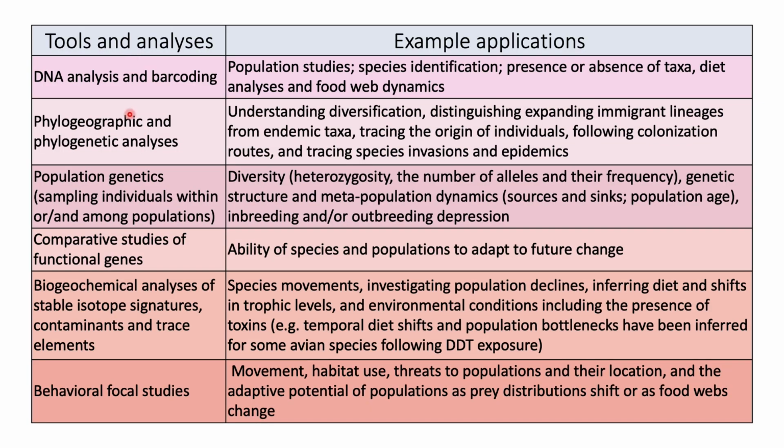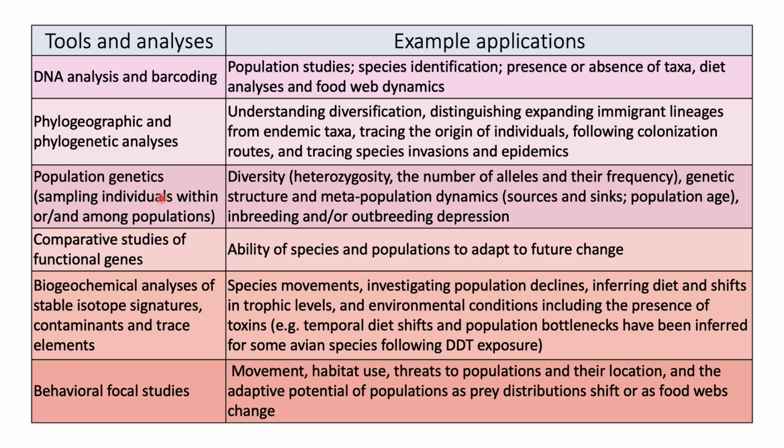Here are some of the tools to analyze the changes in the plant adaptations. For example, DNA analysis and barcoding is done. So some examples include, this is used in population studies, species identification, presence or absence of a taxa, diet analysis and food web dynamics. Then phylogeographic and phylogenetic analysis. This is to understand diversification, distinguishing expanding immigrant lineages from endemic taxa, tracing the origin of individuals following colonization routes, and tracing species invasion and epidemics.